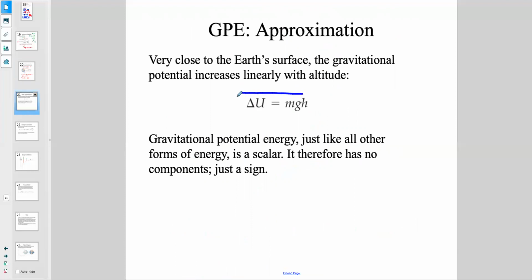So delta U is mgh, the value for it. Gravitational potential energy, just like all other forms of energy, is a scalar. It does not have a direction. You can't say that I have a U equals mgh in this direction. It does not make any sense. It is completely without any direction, so it has no components, just a sign.